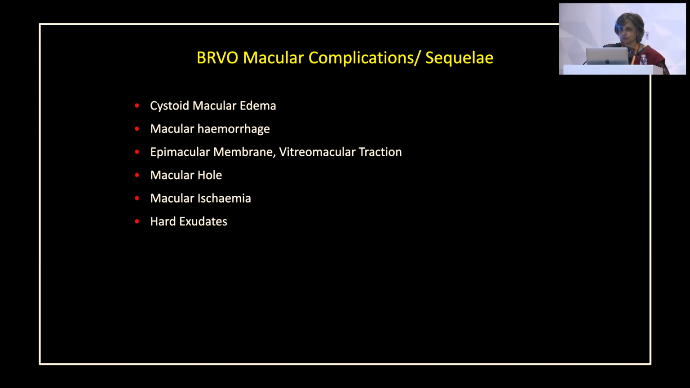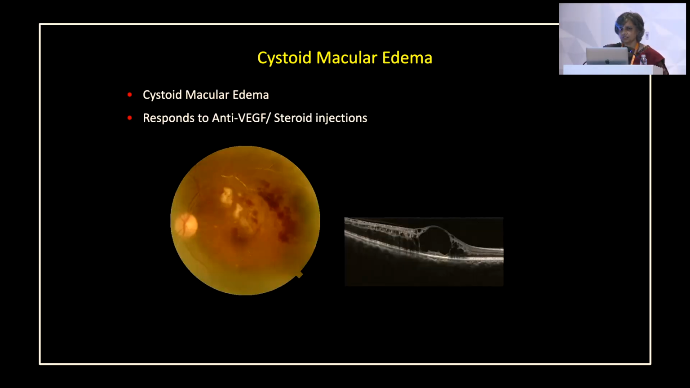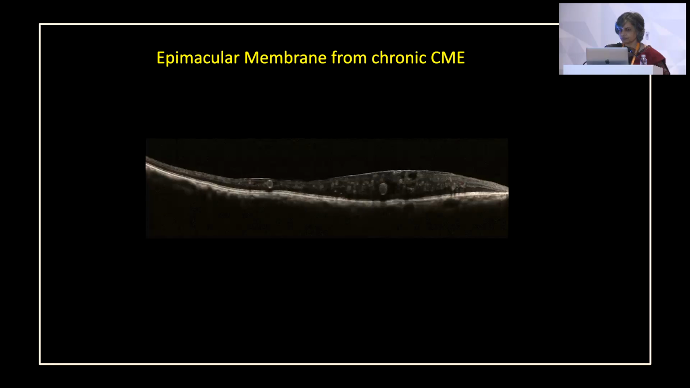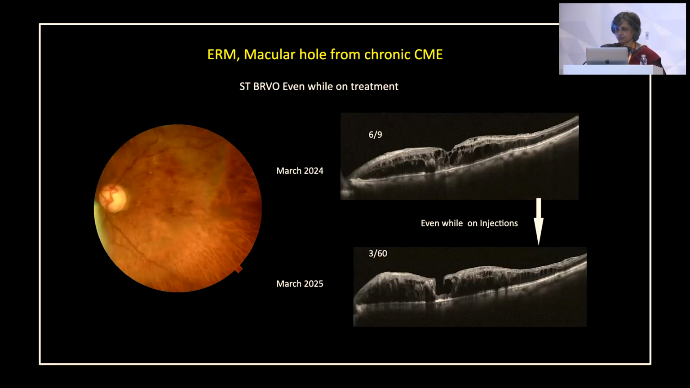Branch retinal vein occlusion can have multiple macular complications, which I have listed here. Most common, of course, is the cystoid macular edema, which requires repeated injections. But hemorrhages can also compromise vision. Often, chronic edema develops ERM, which compromises vision. Even with treatment, sometimes they can go into macular hole because of the edema, with poor prognosis.